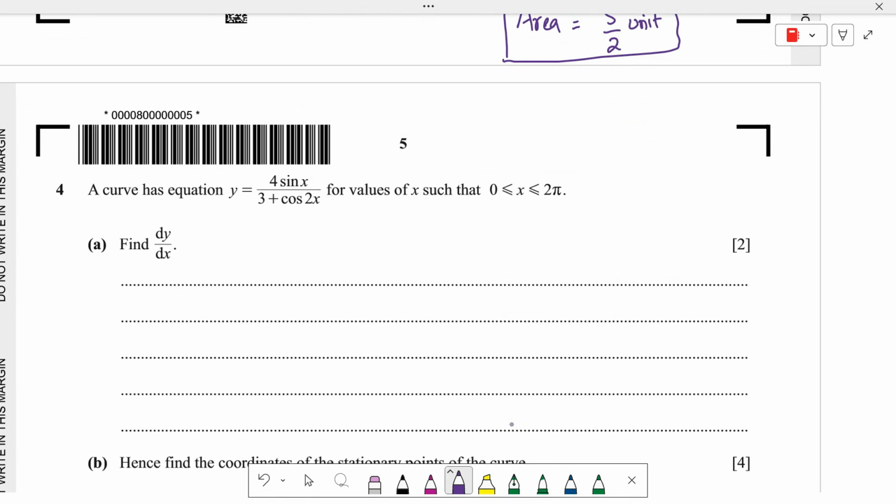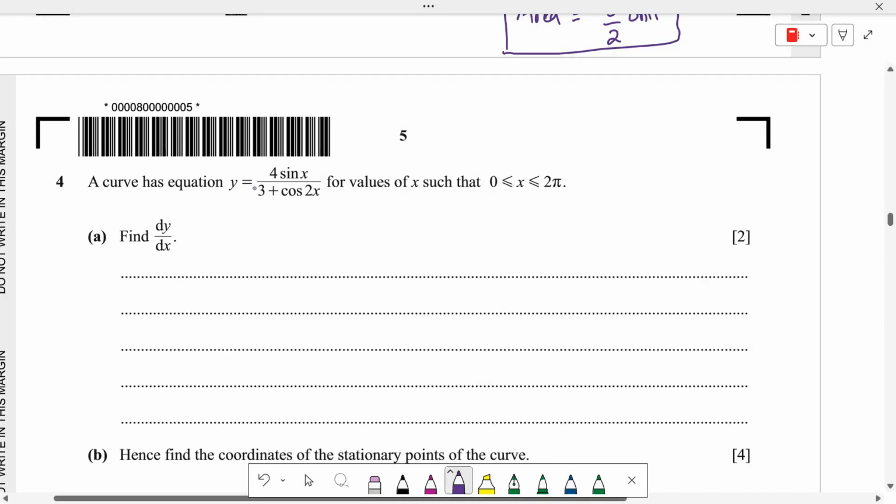Now let's move to question number 4, which says that a curve has equation y equals 4 sin x over 3 plus cos 2x, for values of x such that 0 ≤ x ≤ 2π. We need to find dy/dx.